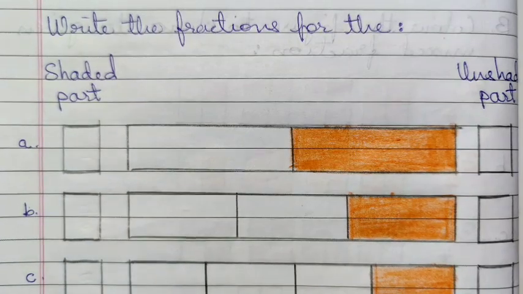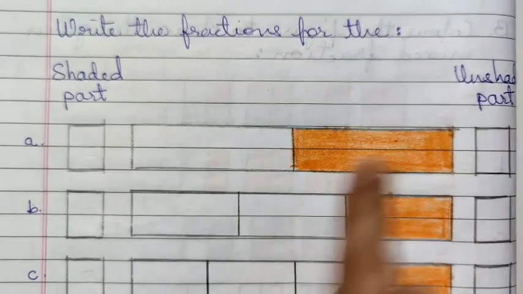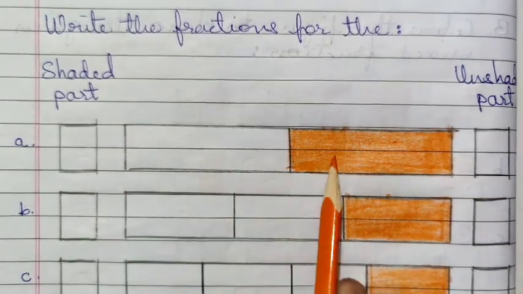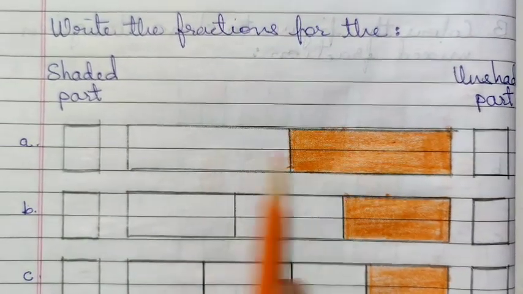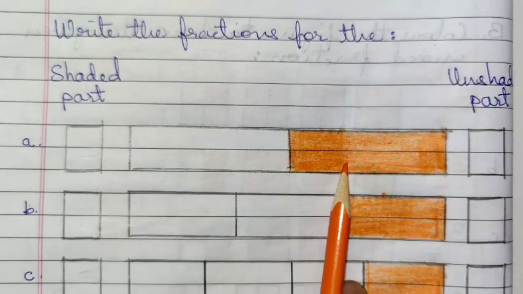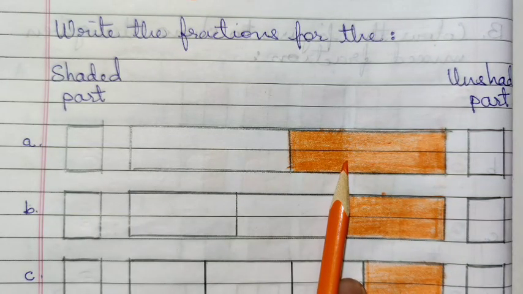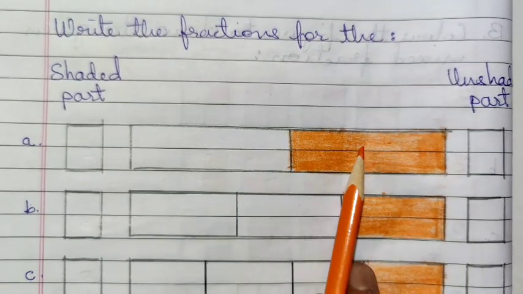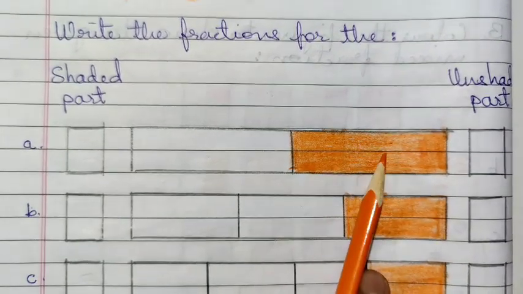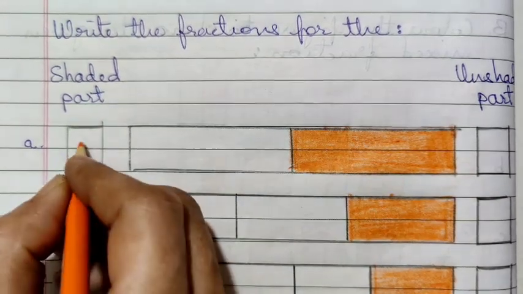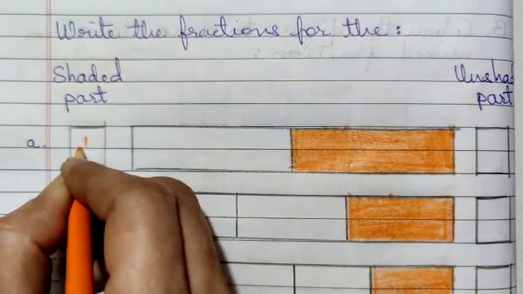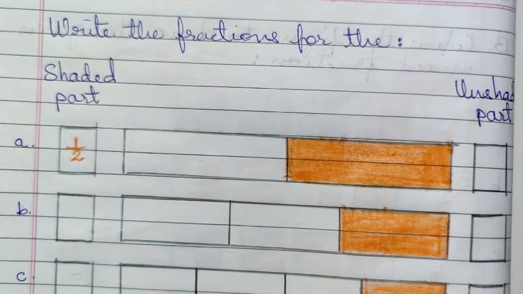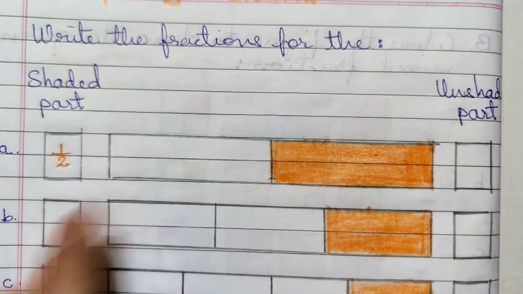If you look at the picture carefully, in the first part a section is colored. Only one section. It is divided into two parts. That means the total number of parts is 2. And which part is colored? Out of these two parts, only one part is colored. So how will I write the fraction of the shaded part? This is how I will write. 1 upon 2.